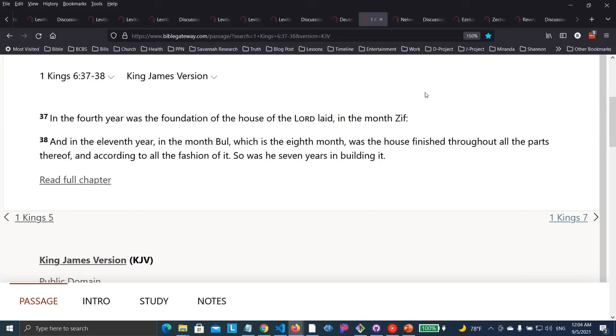Wait a minute, what's this month of Ziv and Bul? Remember, the only month that God explicitly named, and again, it may have even been an Egyptian name possibly, but God still gave it to us, so we're going to go with it, was Abib, and that was the first month. The rest we've just been seeing are called second month, third month, whatever, just numbers. Even here, eighth month, it explains Bul is the eighth month, and there are some others that were used in the days of Solomon.